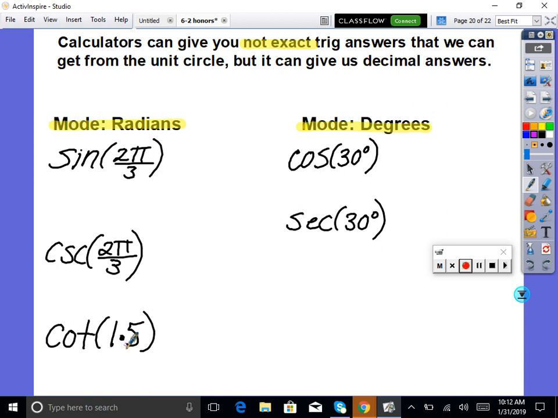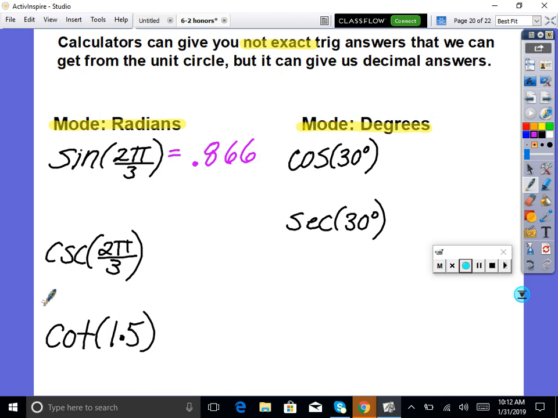And then you can literally type in sine of 2, then hit pi divided by 3. It will only give you a decimal answer, not an exact answer. So 0.866. Does everybody see how to do that? If you have it in degree mode, it'll still calculate it. It'll just calculate it wrong. You've got to make sure.